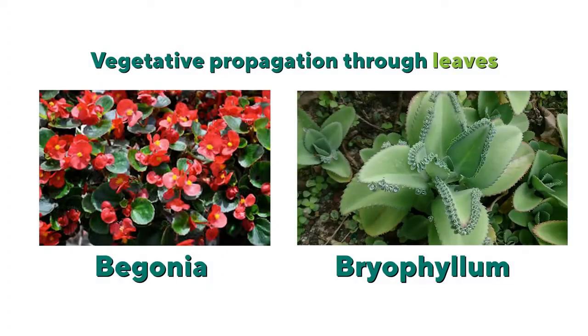Let's look at other plants like begonia or bryophyllum. These plants also reproduce by vegetative propagation. Here, the buds are formed along the margin of the leaves. When the buds fall off to the ground, new plants grow out of them.